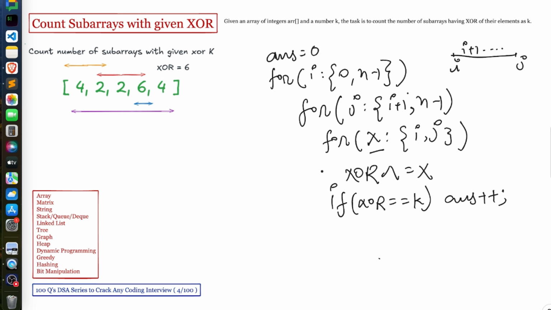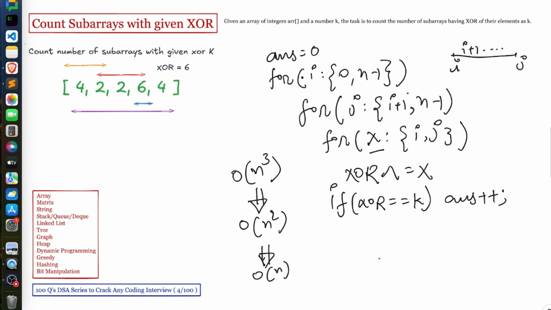So the complexity for this approach is order of n cube, which is too much. We will try to reduce this complexity. We will try to solve this problem in order of n square first, and then we will try to convert it again into order of n, right? So this is the order of n cube solution.